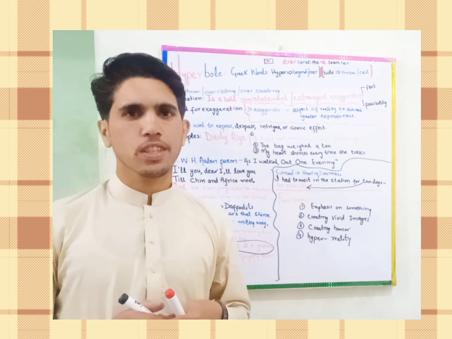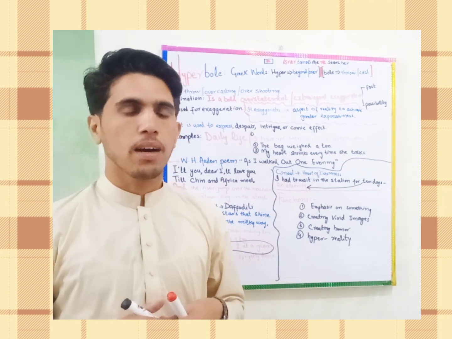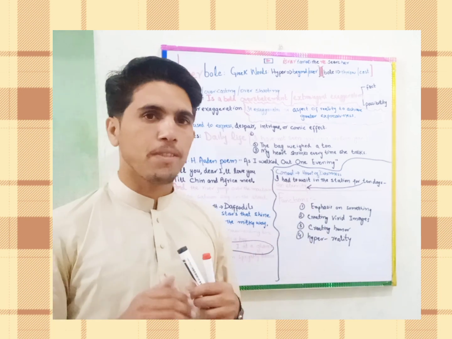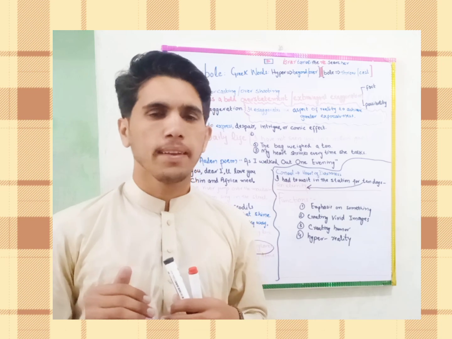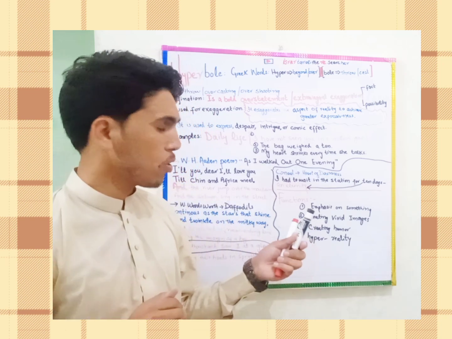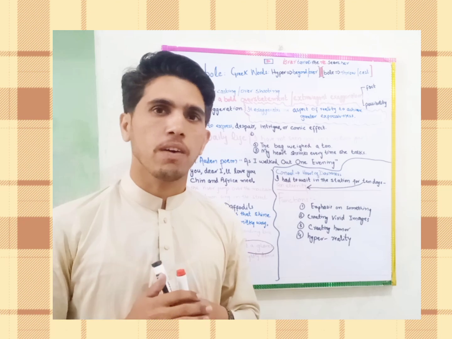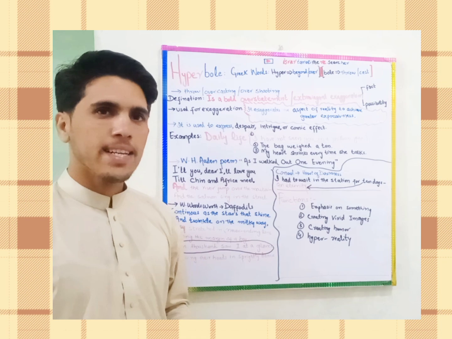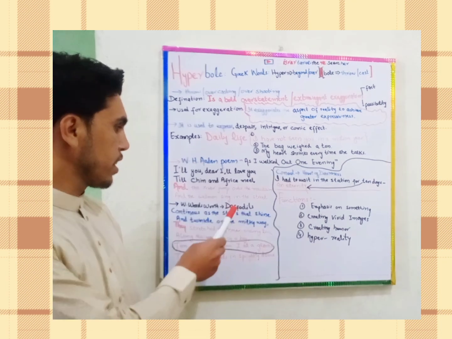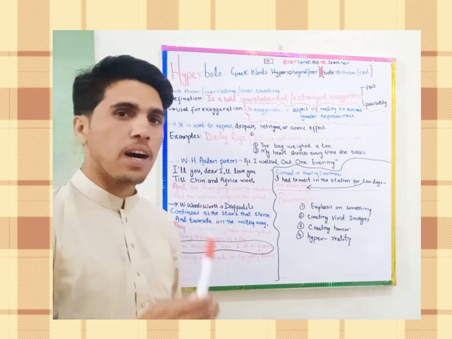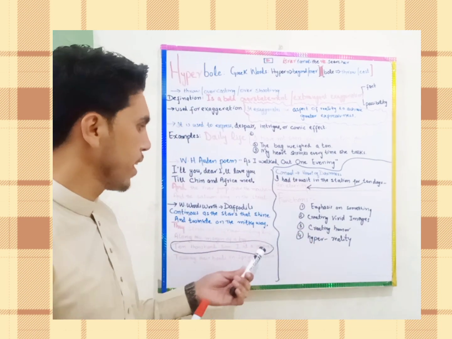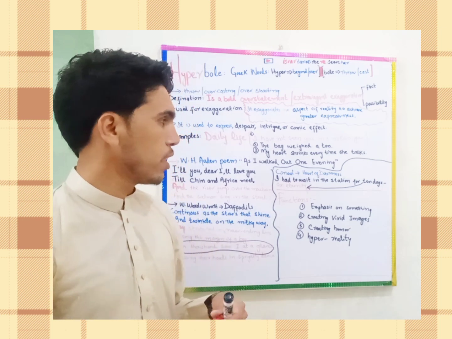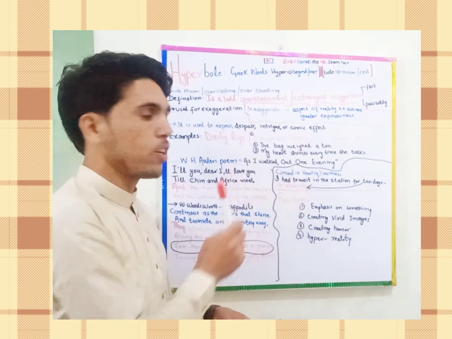Now we are looking at the last section of our video. What are the functions that hyperbole performs in a literary work? Hyperbole is used for emphasis. It is used to put stress on some aspects of a text. It is used for creating vivid images, as in the poem we saw, in Daffodils, "ten thousand saw I at a glance." It is used for creating humor, as I said that hyperbole is used for creating comic effect.